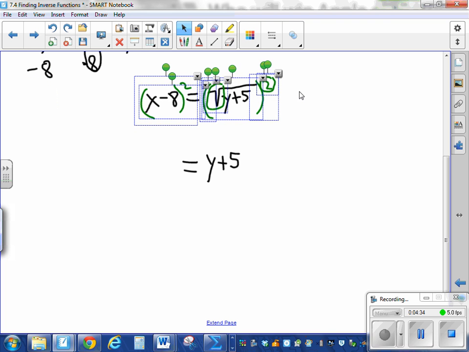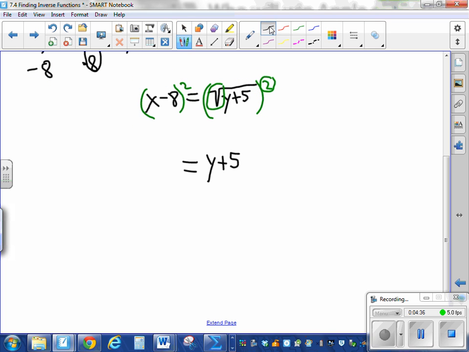Okay, so this side over here, x minus 8 squared, you cannot distribute the squared to both parts because you have two terms inside of here. So what you actually need to do is multiply it out. So it's x minus 8 times another x minus 8.